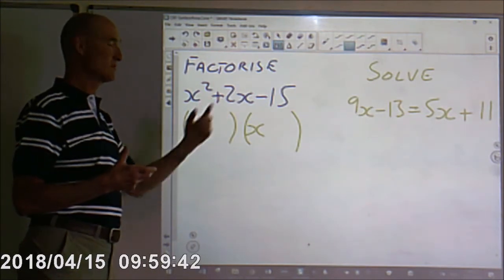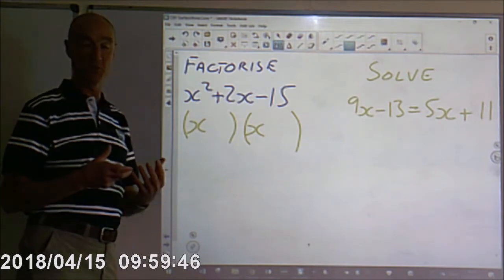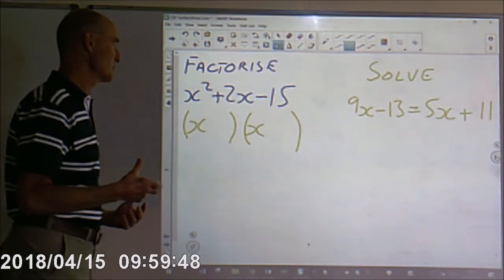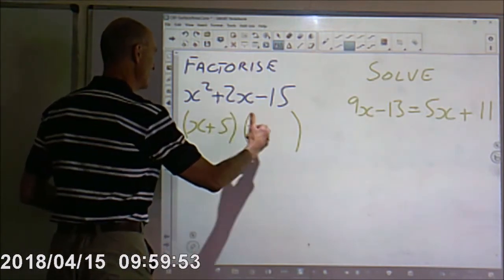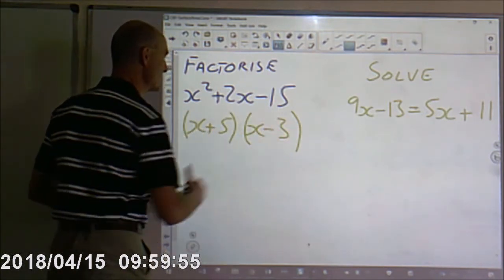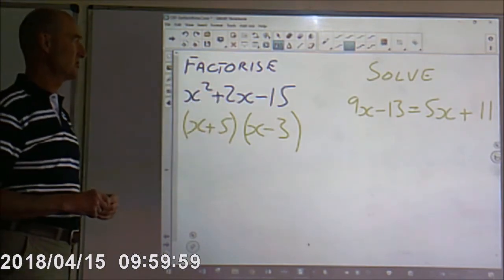The result when you add them together is a positive, so the greater in magnitude is going to be the positive number. And the two numbers that we need to look at are a positive 5 and a negative 3. That is now that expression factorised into two brackets.